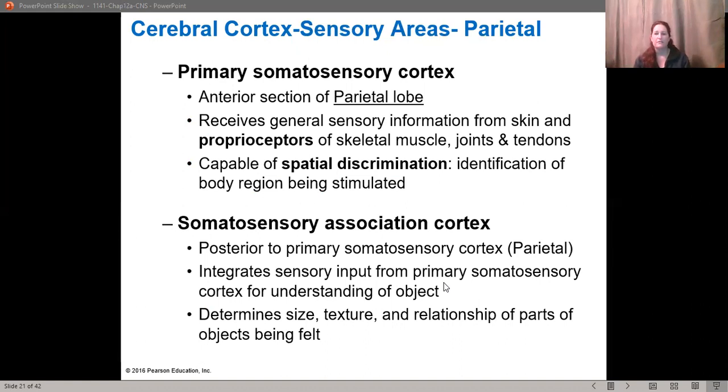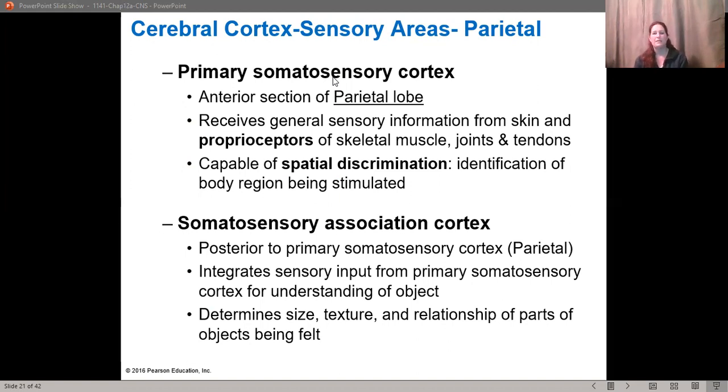It grows as we grow. So these are learned. We learn better association as we get older. Okay, so primary somatosensory gets the raw sensory information. It's hot, it's cold, there's pressure, where's that pressure coming from? And then it's the somatosensory association cortex that makes sense of that information.